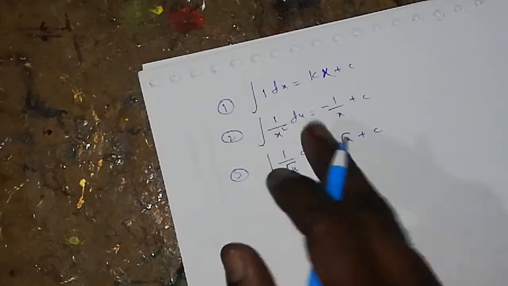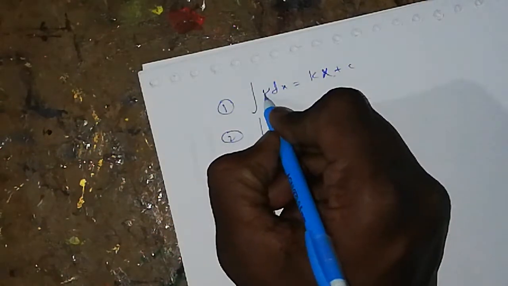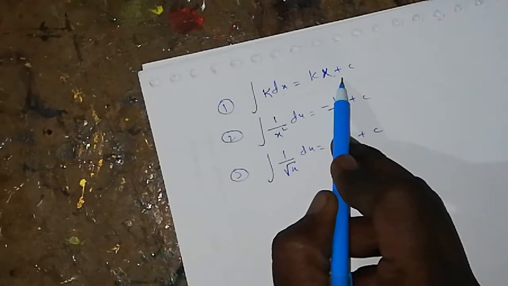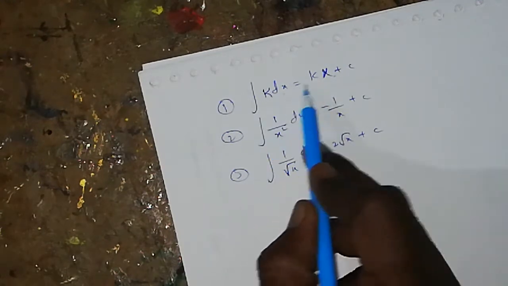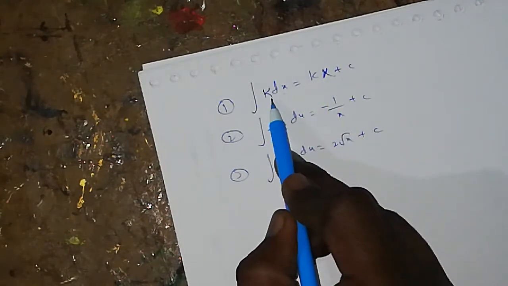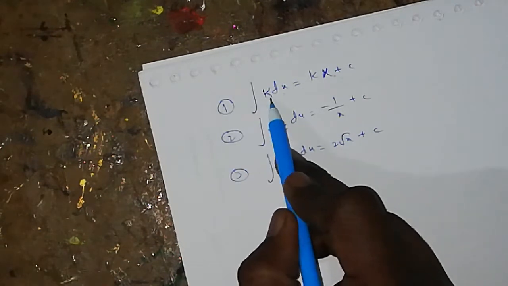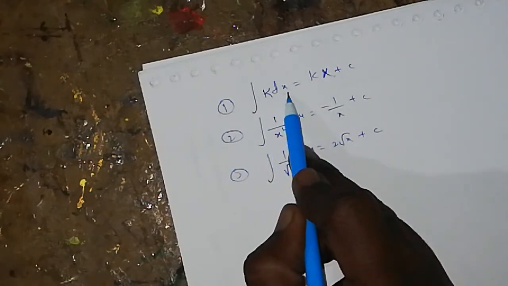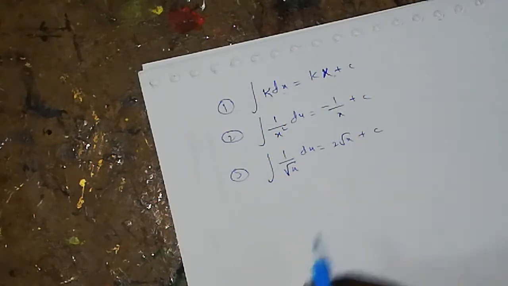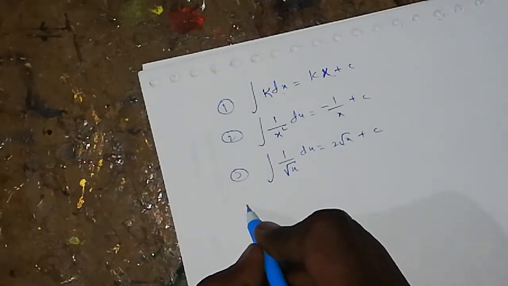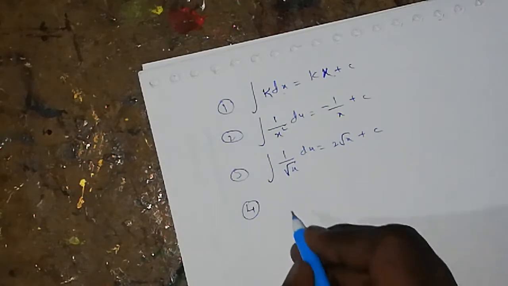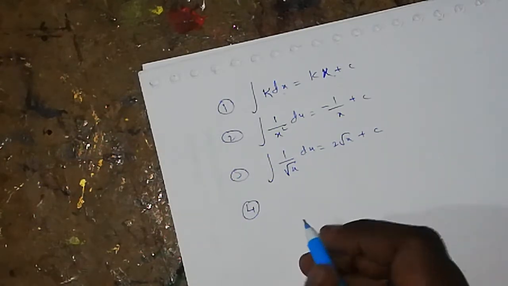Integration of k dx is equal to kx plus c. Here k refers to some number; it may be 1, 2, 3, 4, anything. So if I take integration of 4 dx, it becomes 4x plus c. If it is integration of 5 dx, it becomes 5x plus c, like that. This is the third formula. Like this, we have so many formulas in integration.